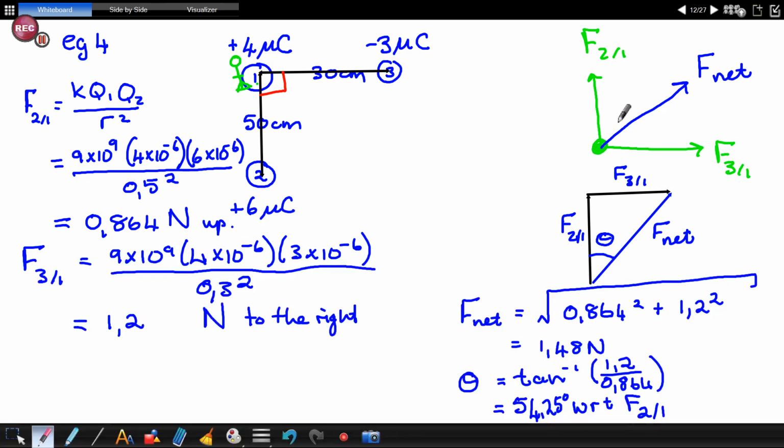I did not calculate this angle here. If I calculated this angle here, I would have also got my marks, but I need to say it's with respect to the force of 3 on 1. This angle will be 90 degrees minus the 54.25. It is the angle of F net with respect to the force of 2 on 1. If you said 90 minus that, you'd have it with respect to 3 on 1. If you swap the 1.2 and the 0.864 around, it would have given you the angle with respect to force of 3 on 1.